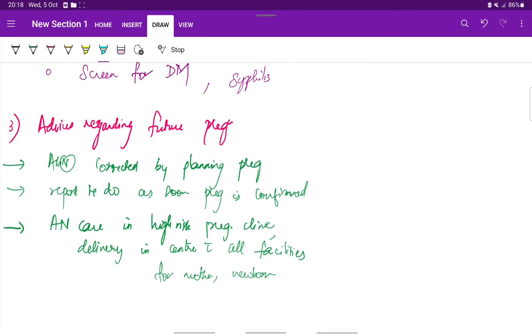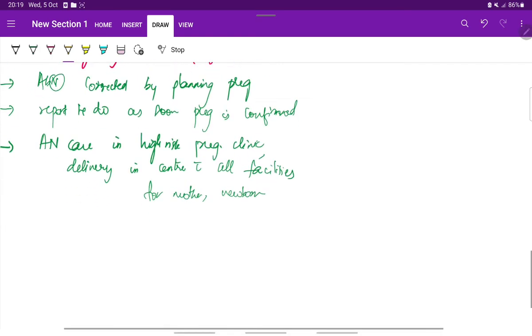Then advice should be given regarding future pregnancies, like on investigation any abnormalities if present should be corrected before planning for pregnancy, and the women should be advised to report to a doctor as soon as the pregnancy is diagnosed, because they may require treatment in certain conditions like APLA or diabetes from the start of the pregnancy. And antenatal care should be given in a high risk pregnancy clinic, and they should deliver in a center with all the facilities available for both the mother and the newborn.